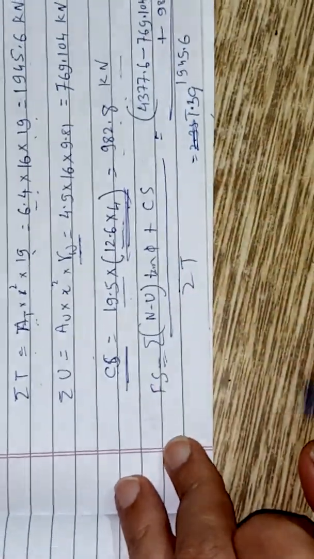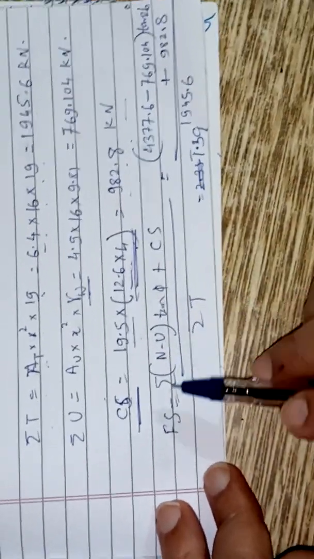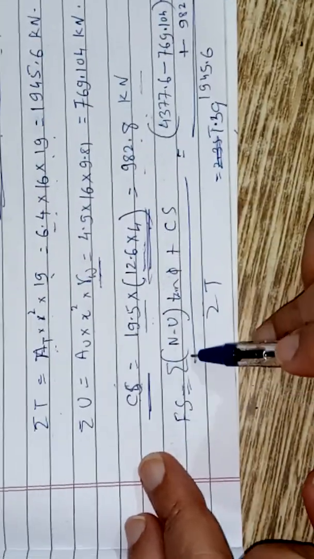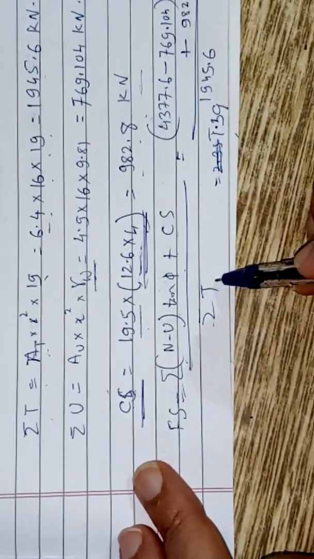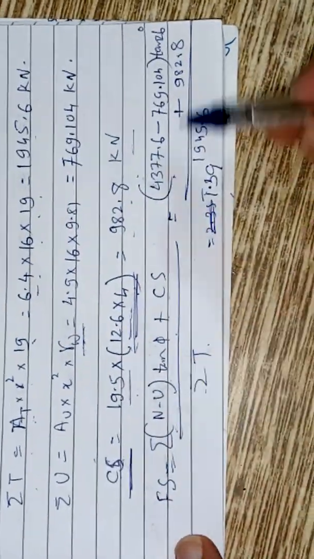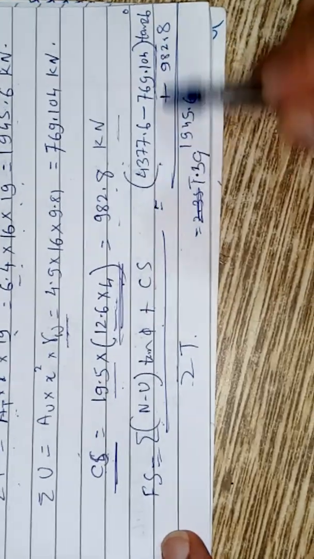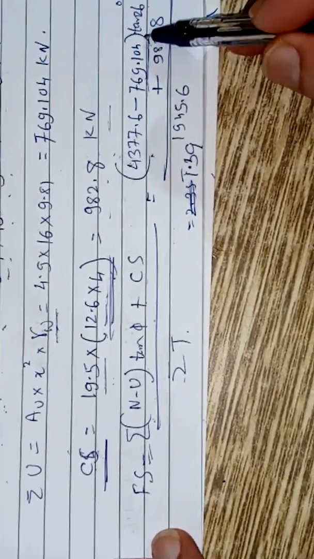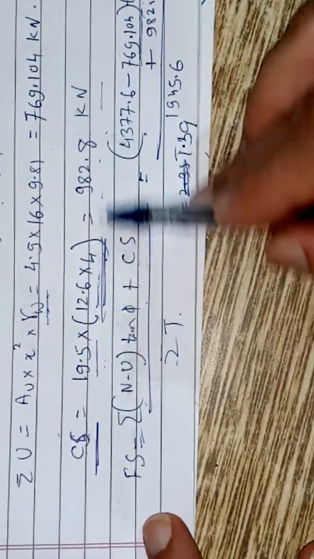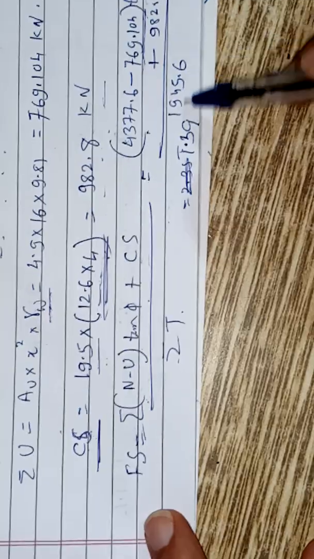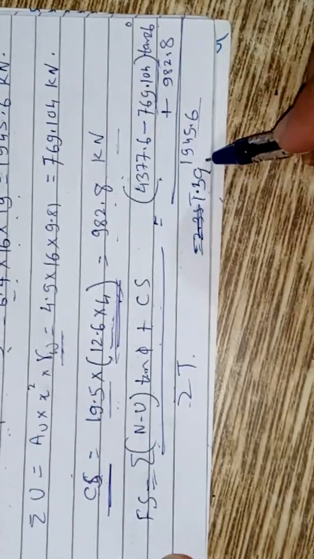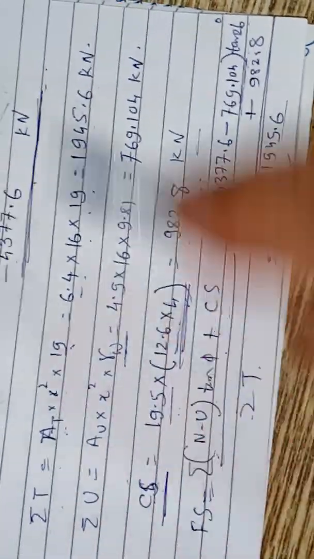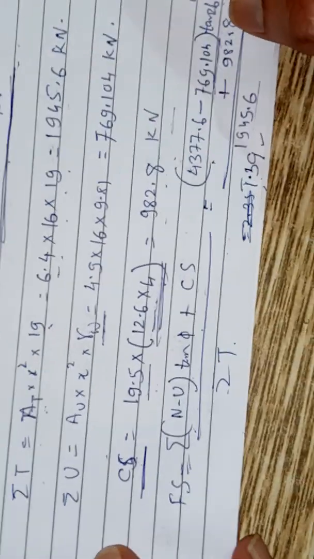Now the formula for the factor of safety that we have already discussed for the stability of slopes of an earthen dam is summation of N minus U into tan phi plus CS upon sigma T. So we have already calculated sigma N minus U, where U is the pore water pressure, into tan phi. Phi is 26, so tan of 26 plus C into S, which is this one, upon sigma T. If we solve this, it comes out to be 1.39. That is the factor of safety obtained for the stability of the downstream slope of an earthen dam.